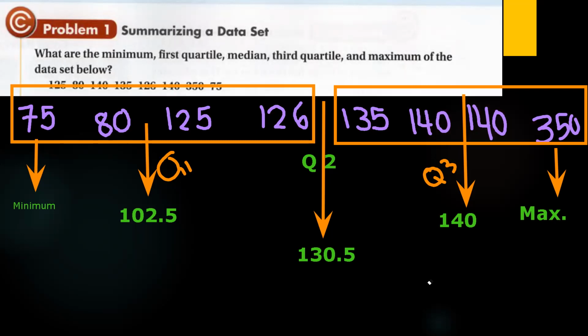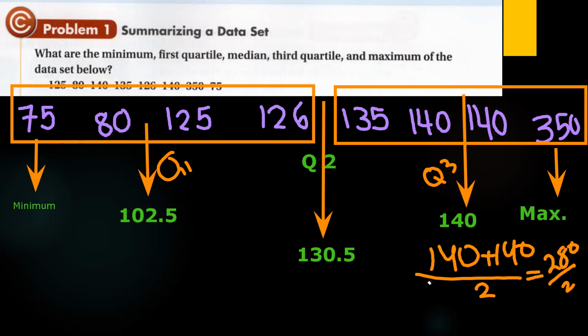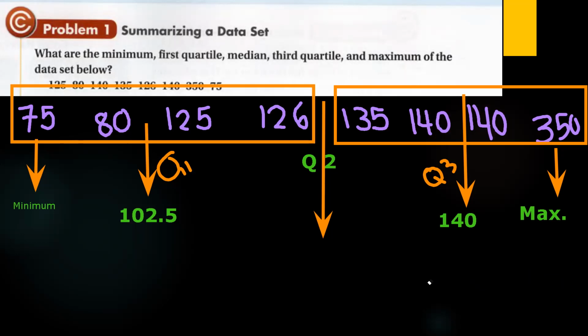If they are the same number, we take just one of them and put it. It's like 140 plus 140 over 2. They are 280. Over 2, you will have 140. So it's easy, as you say: take one of them.